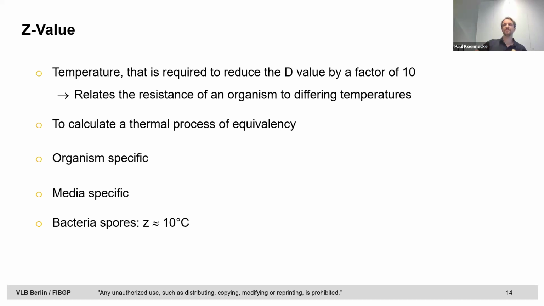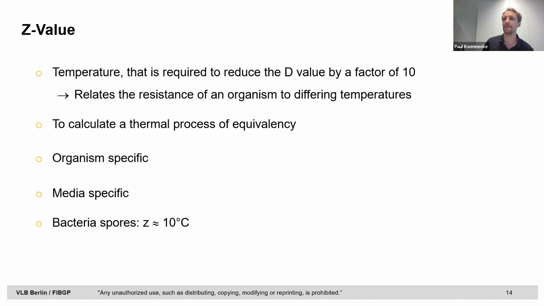So if you increase the temperature of pasteurization by 10 degrees, you will achieve a 90% lower decimal reduction time. So the same amount of bacteria spores will be killed in 1/10 of the time that it is killed in at the initial temperature.